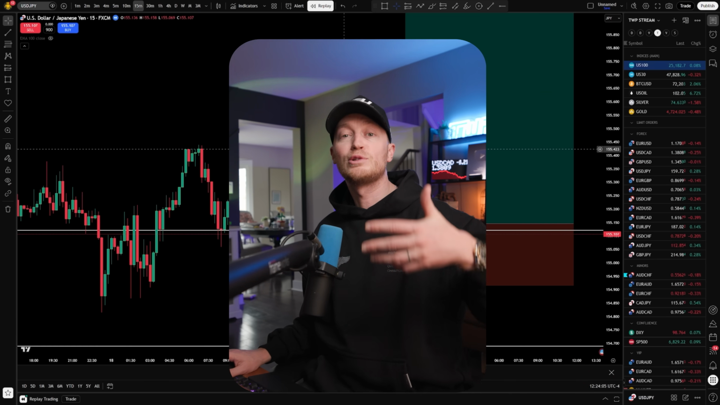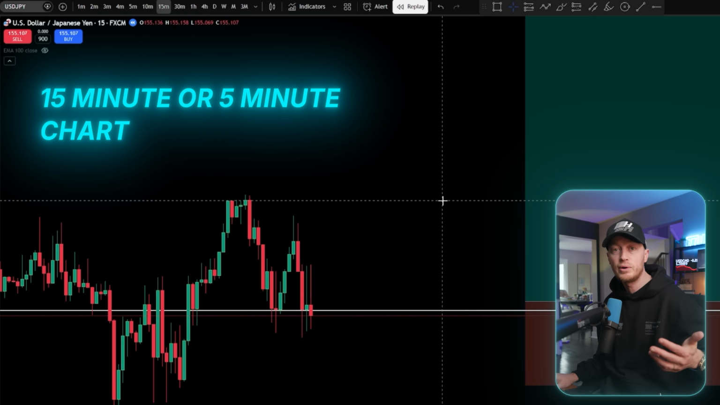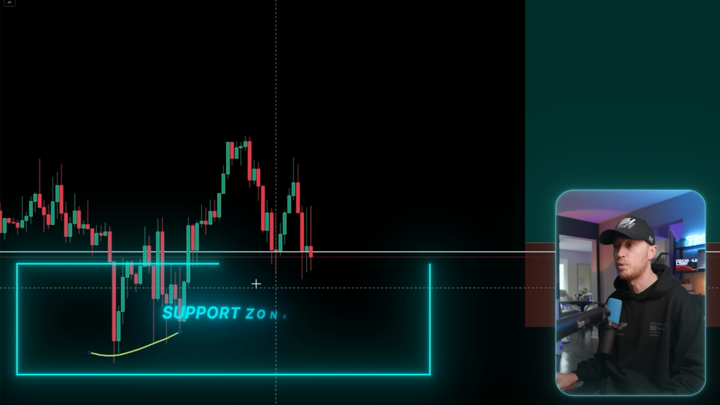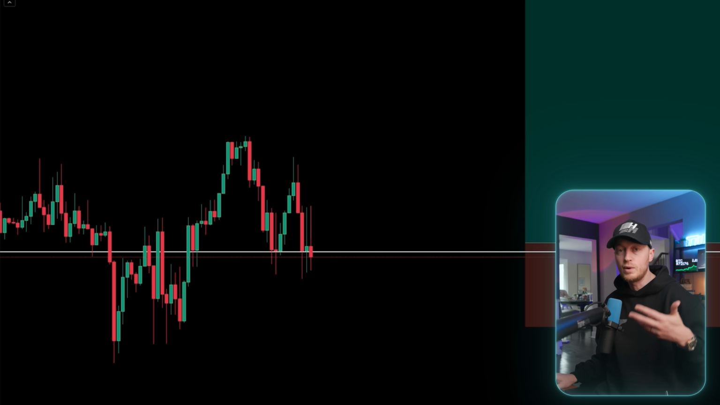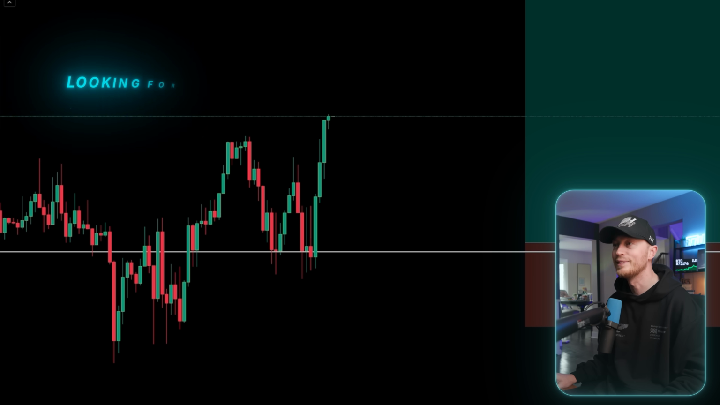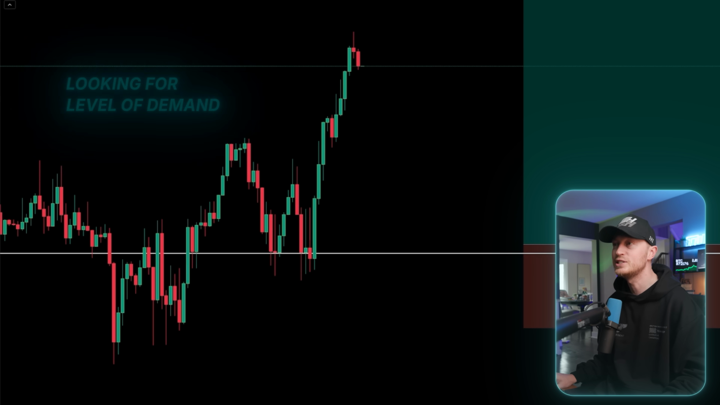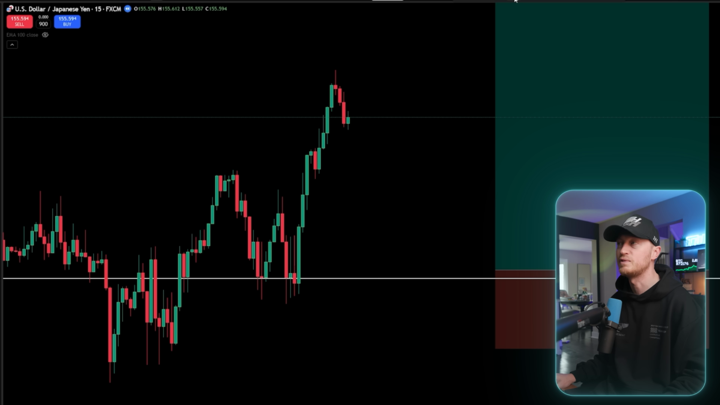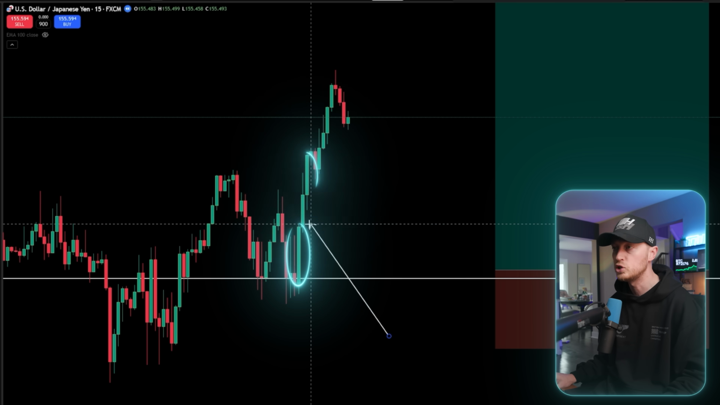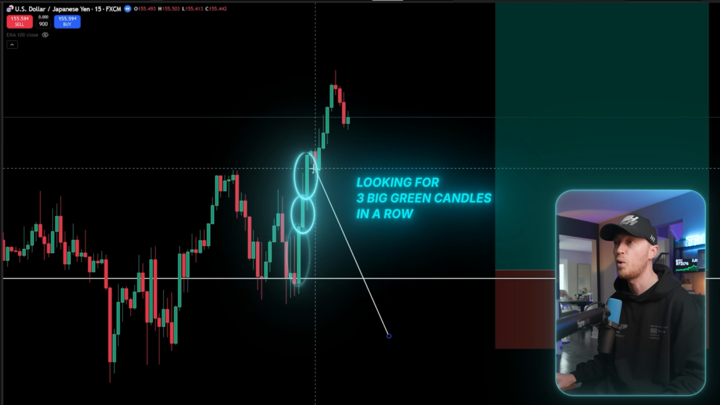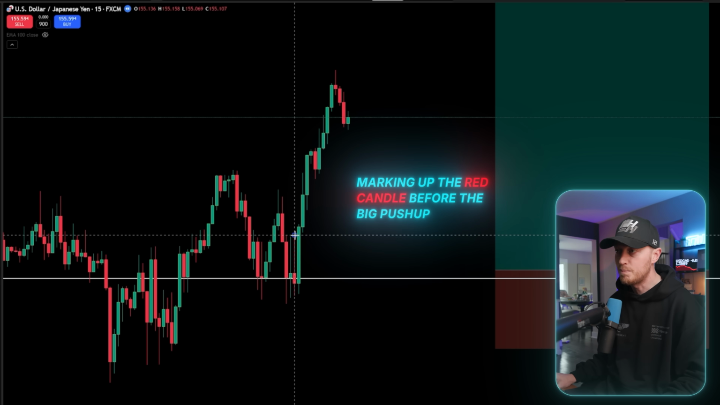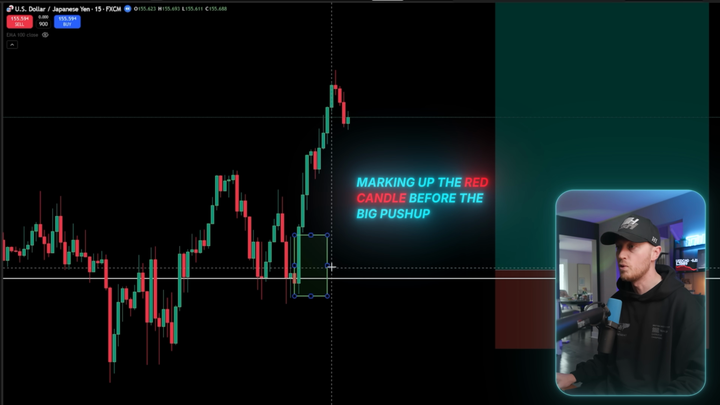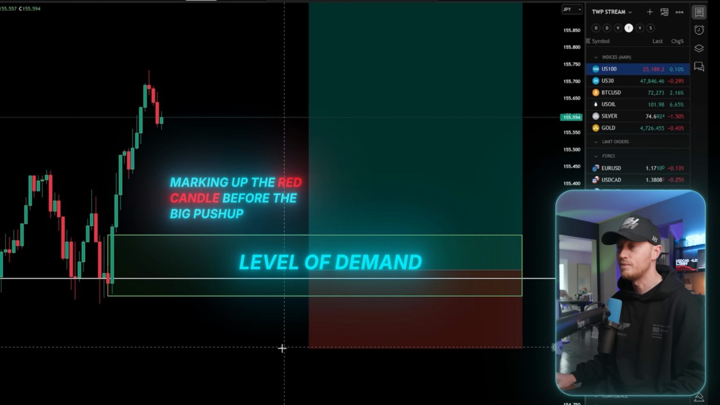Now, once we come down to the 15-minute or 5-minute chart, price has pulled back to our support zone here, and I'm looking to get into that buy trade. Now, in order to get into a buy trade, I'm looking for something very specific. I'm looking for a level of demand. This is a level where price pushed up aggressively from. I'm looking for 1, 2, 3 green candles in a row. 4 green candles in a row is absolutely perfect. And then I'm simply marking up the red candle before the big push up as my level of demand.